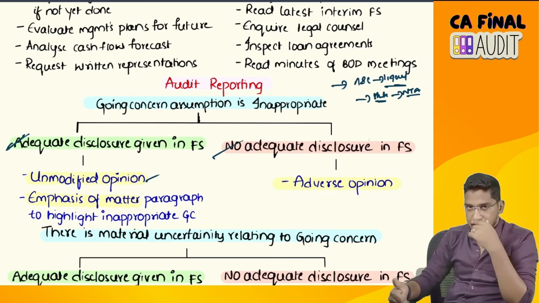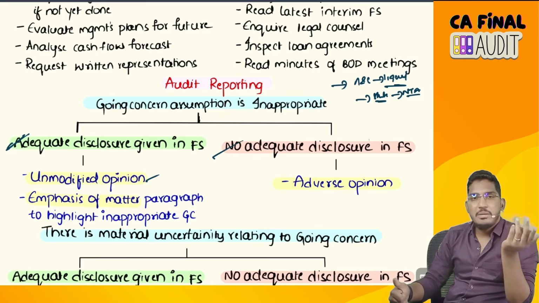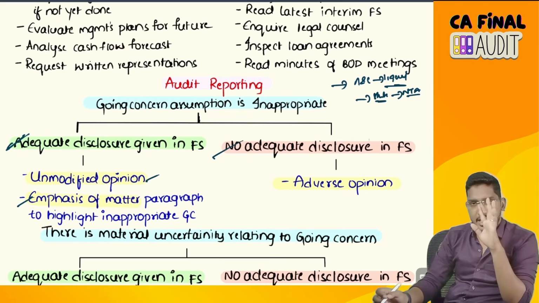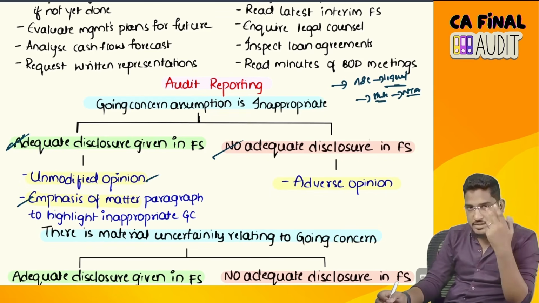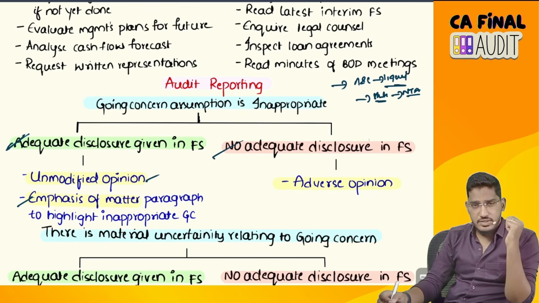The entity has done everything correctly, but I felt that this information is very fundamental to users' understanding. People might not go and read that information. I felt it is better if I highlight it somewhere in the auditor's report. Then what the standard has told is, use the emphasis of matter paragraph and highlight that information. Since the information is already presented or disclosed in the financial statements, you want to bring it to the users' attention because it is very fundamental to users' understanding. So you can highlight it in the emphasis of matter.